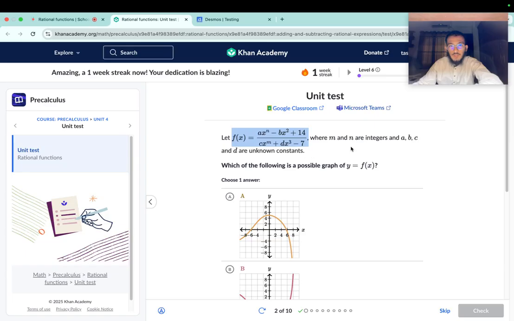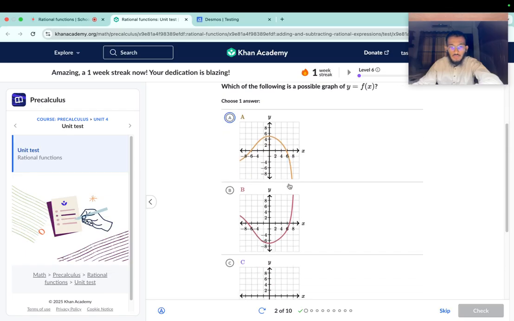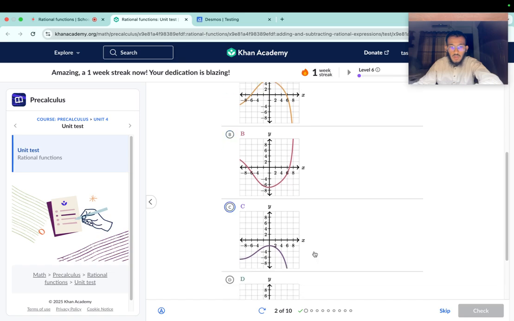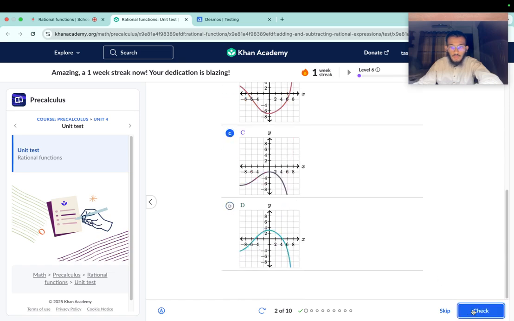Well, we know that 14 divided by negative 7 is negative 2. So I should have an intercept at negative 2. So this is the answer.